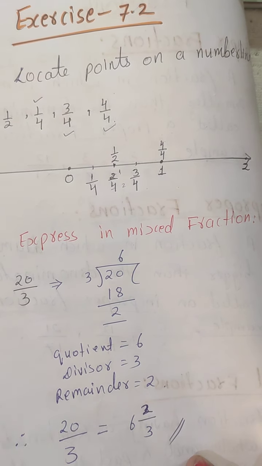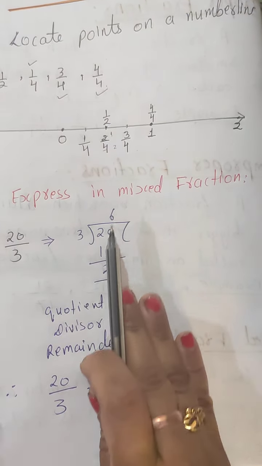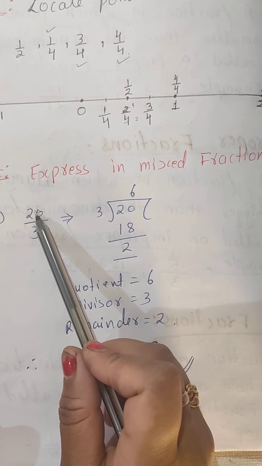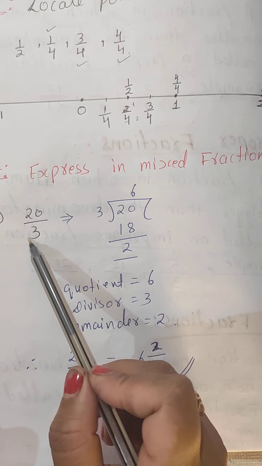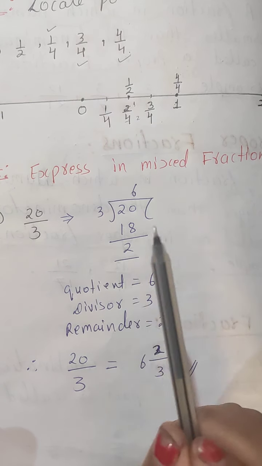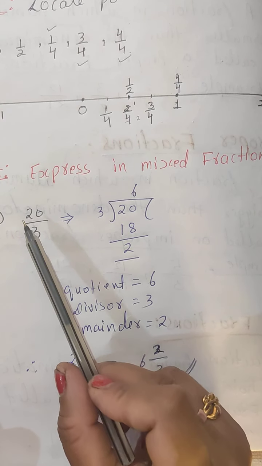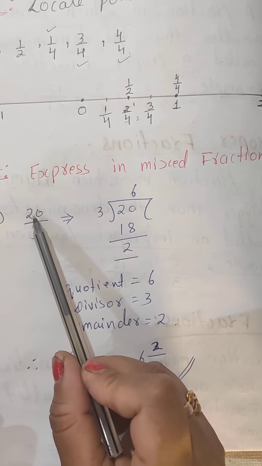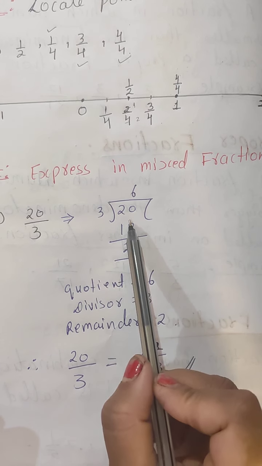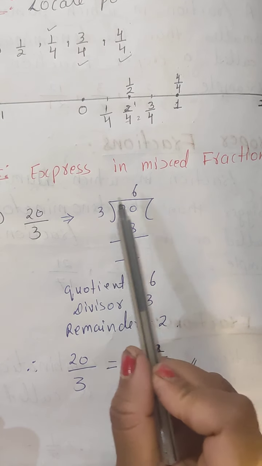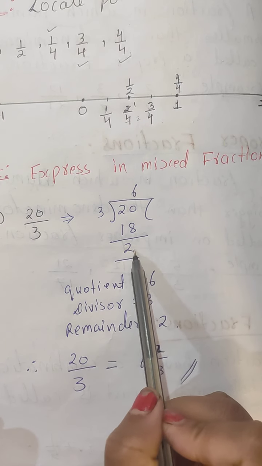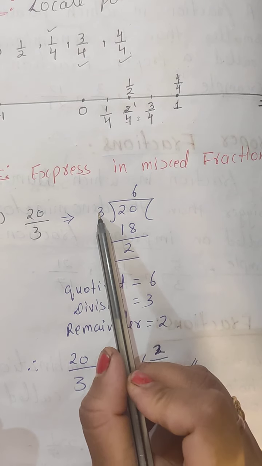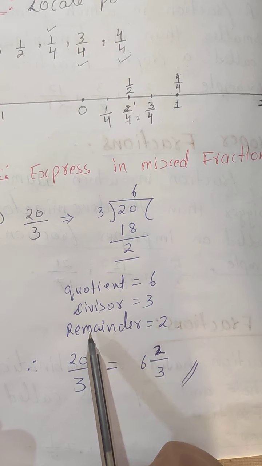Now we'll see how to express in mixed fraction. One improper fraction is given to you. You can see the numerator is bigger and the denominator is smaller. So what kind of fraction is this? Improper. I explained to you in the online class how to convert it into a mixed fraction. You have to divide the numerator by the denominator. So 20 divided by 3. Then 3 6s are 18 and the remainder is 2. So you will first write all the things. Quotient here is 6, divisor is 3 and remainder is 2.